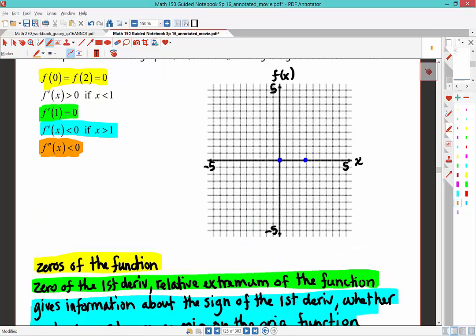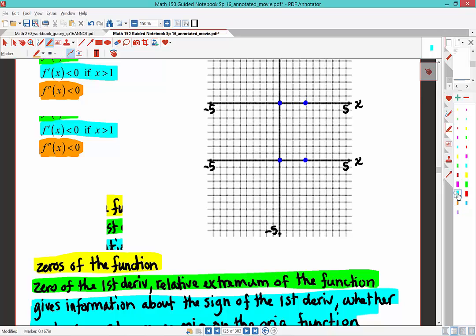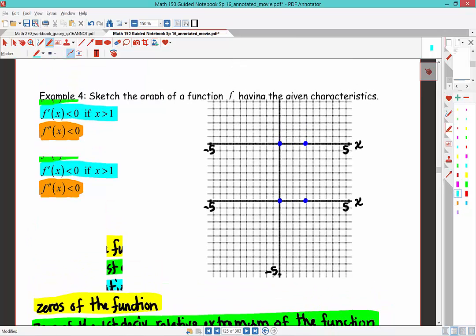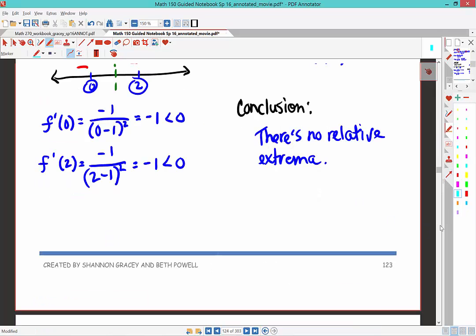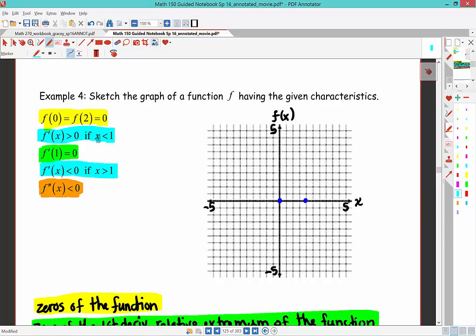All right, and then that other one also gives us information about the behavior, the sign of the first derivative. So now we've got f prime is greater than 0 to the left of 1 and less than 0 to the right of 1. So that means that you're going from a positive first derivative to a negative first derivative, which is a relative maximum. So I'm just going to plot the point anywhere as long as I have an input of 1, and as long as it'll be a relative max, I'm good.